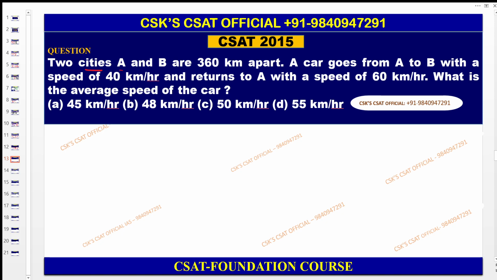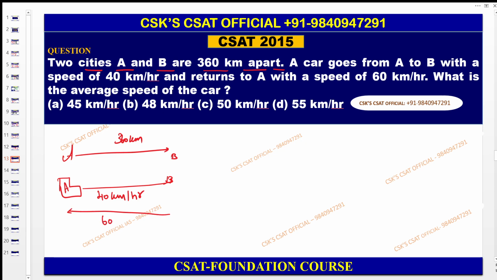Now here, two cities A and B are 360 kilometers apart. A car goes from A to B with the speed of 40 km per hour and comes back with the speed of 60 km per hour. We have done this model also in your practice, in your foundation class also.